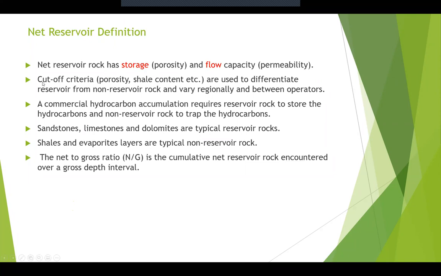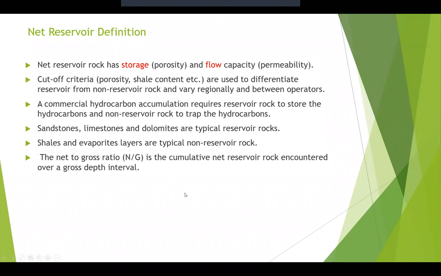One other important definition and concept for the petrophysicist is the cutoff criteria, because this is what we use to discriminate between net reservoir and non-reservoir. This cutoff criteria could be porosity, shale content, water saturation, permeability, or anything else. But this is one of the debatable concepts in oil and gas. You will find many papers published on how to define the cutoff and how to infer the cutoff to discriminate net reservoir and non-reservoir.